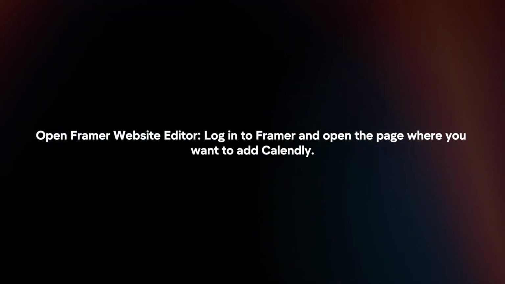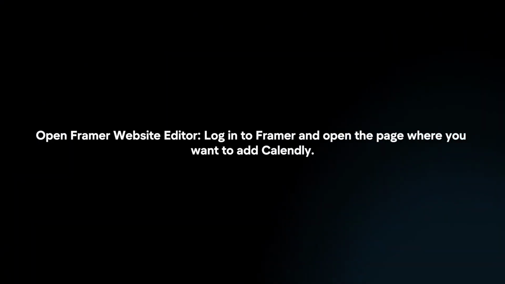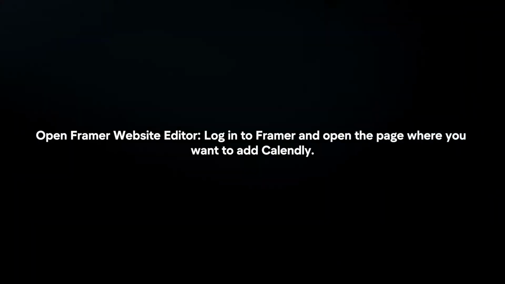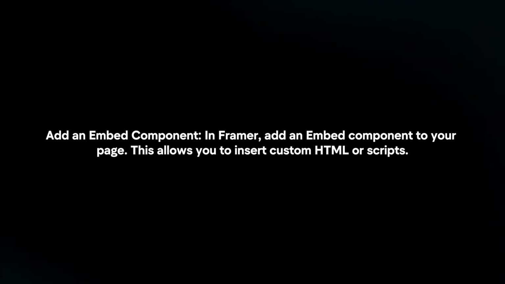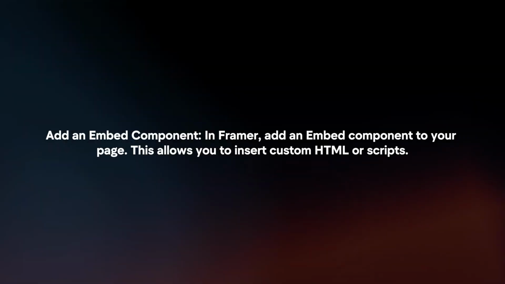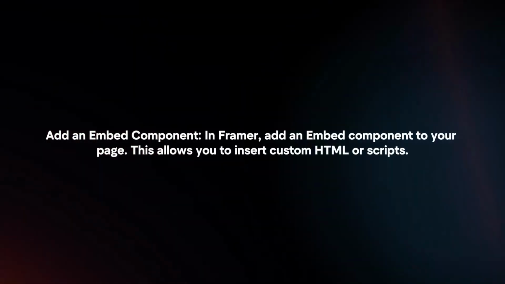Log into Framer and open the page where you want to add Calendly. Add an embed component. In Framer, add an embed component to your page. This allows you to insert custom HTML or scripts. Paste the Calendly code. Paste the Calendly embed code into the embed component.